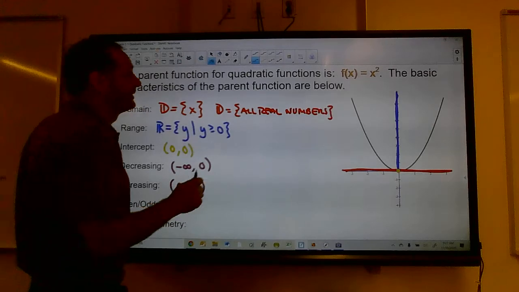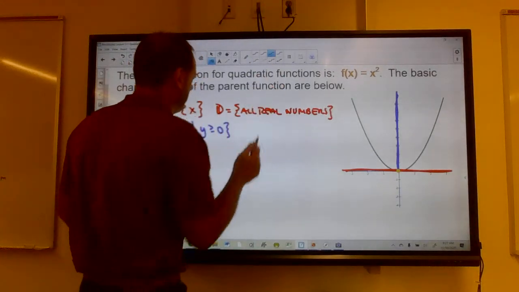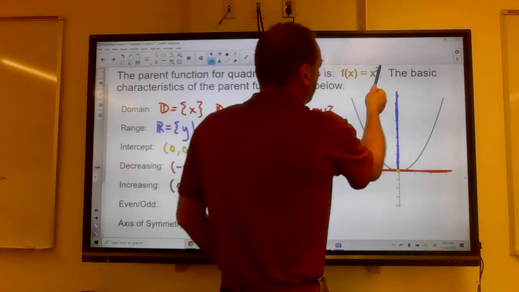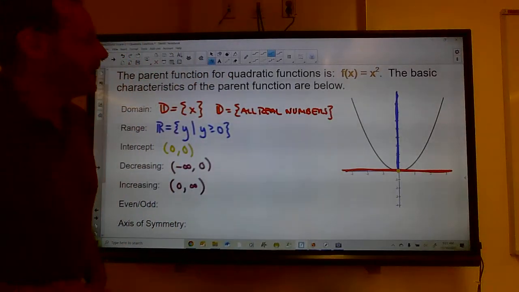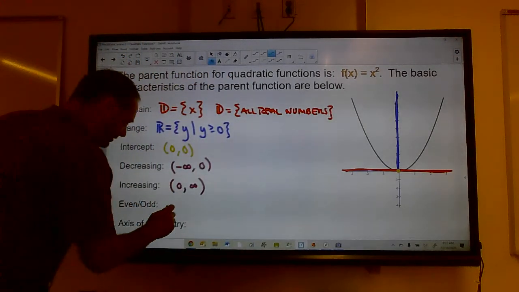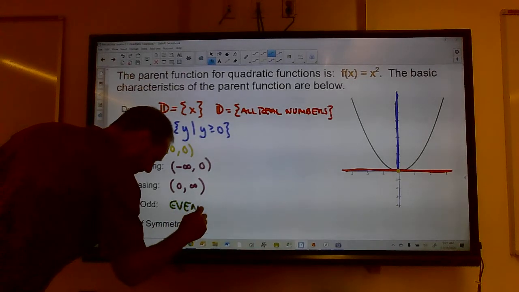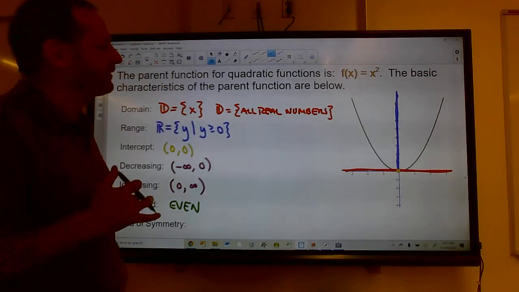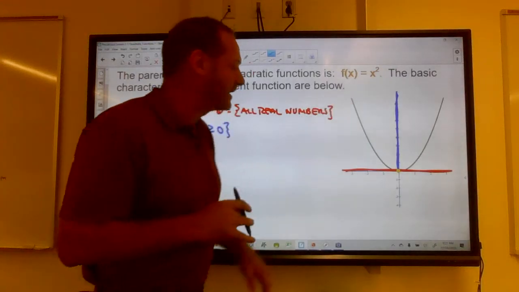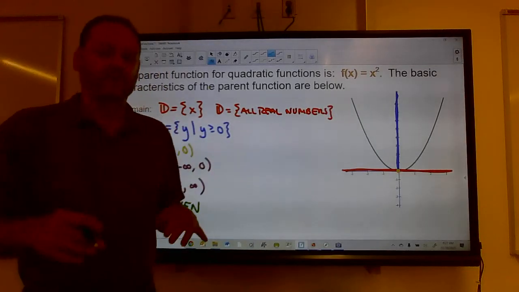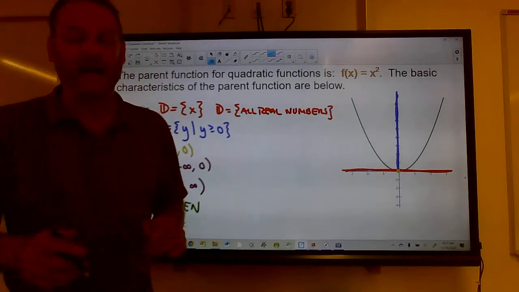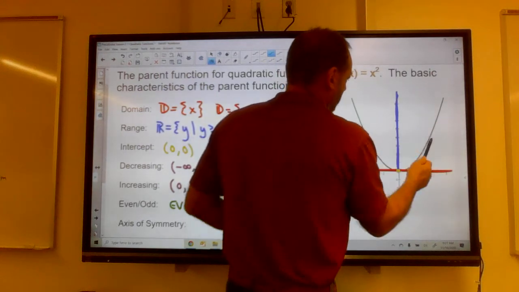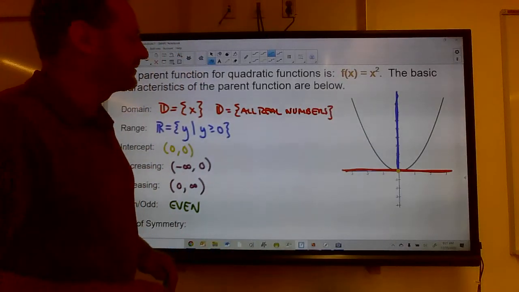All right, next. Is this function even or odd? Well, you can always tell if it's even or odd by just looking at the exponent right here. Okay, x squared, even number. This is an even function. Even and odd means this. If it's even, it's symmetric to the y-axis. So this is a line of symmetry right here, so it's even. This thing is symmetric to that, so it makes it even.